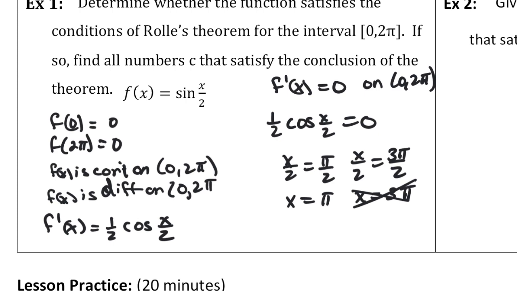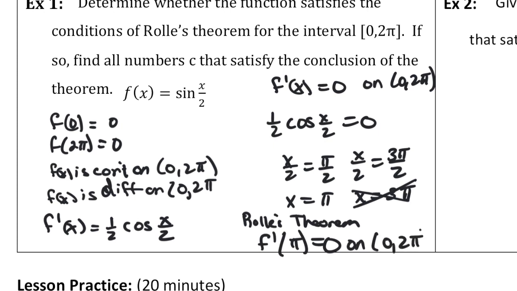So what do we know? Rolle's theorem guarantees that somewhere along the way, the derivative f'(π) is going to be equal to 0 on our interval 0 to 2π. So Rolle's theorem guarantees this.